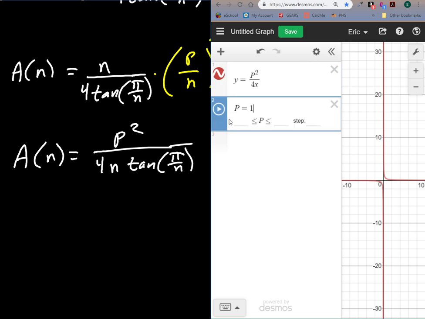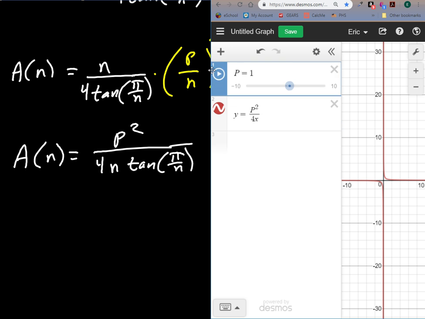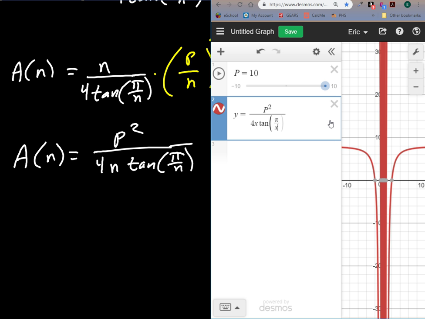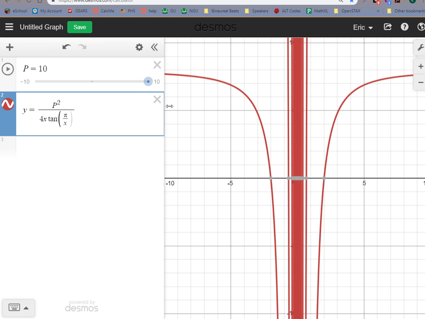I'm going to be able to pick values for P. We can let the perimeter be whatever we want. Let's just make it 10. On the bottom, I've got 4x tangent of pi divided by x. Okay? Oh, this is going to be really cool.